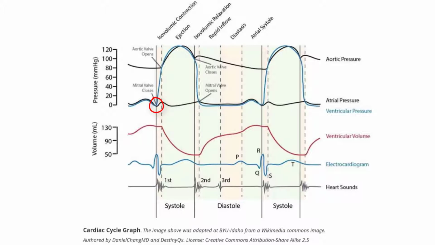So point number 1, we have our mitral valve closing. Why is it closing? Point number 2, our aortic valve's opening. Why? Point 3, aortic valve shuts again. Why is it shutting? And point number 4, mitral valve's going to reopen. Why is it opening again?